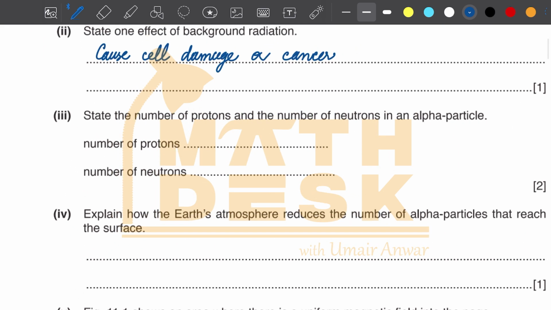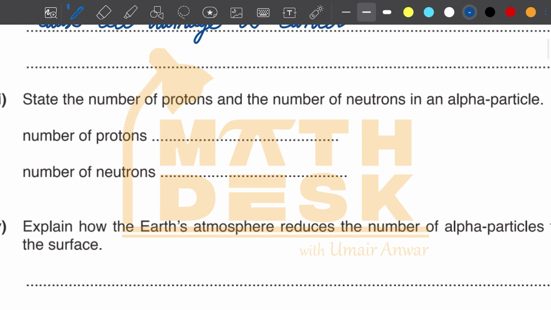The next part says state the number of protons and the number of neutrons in an alpha particle. So an alpha particle is like a helium nucleus. The number of protons present in the alpha particle is 2 and the number of neutrons is also 2. So the mass number for an alpha particle is 4 and the charge number is 2.